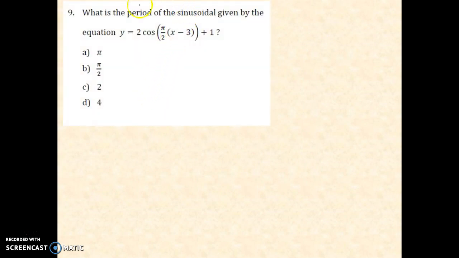What's the period? Well, the period is determined by b, which is this guy right here, and the period is 2 pi over b. Well, dividing by pi over 2 is the same as multiplying by the reciprocal, 2 over pi. So here the pi's will cancel. Pi divided by pi is 1, 2 times 2 is 4, and the answer is D.